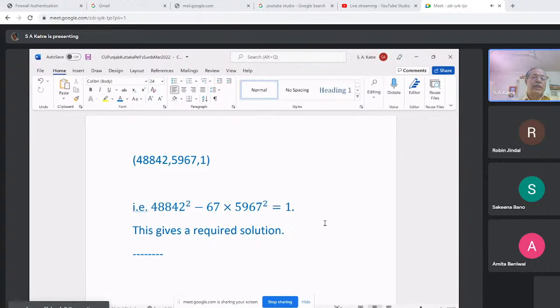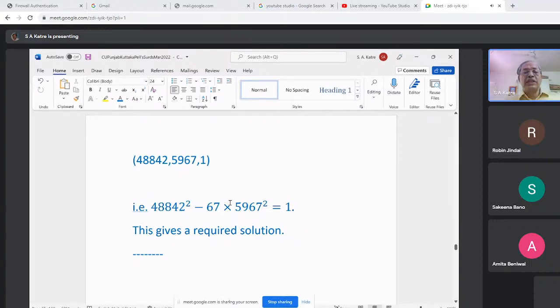Also, as I mentioned, units in the ring Q root 67 you can obtain, namely this 48842 plus 5967 into root of 67, that is a unit in that ring.